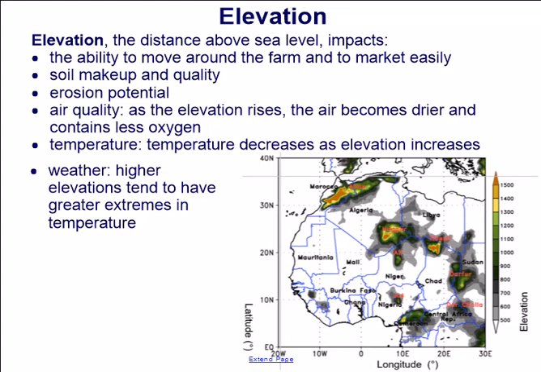Elevation, the distance above sea level, impacts the ability to move around the farm and to market easily, soil makeup and quality, erosion potential, and air quality. As the elevation rises, the air becomes drier and contains less oxygen. Temperature. Temperature decreases as elevation increases. Weather. Higher elevations tend to have greater extremes in temperature.